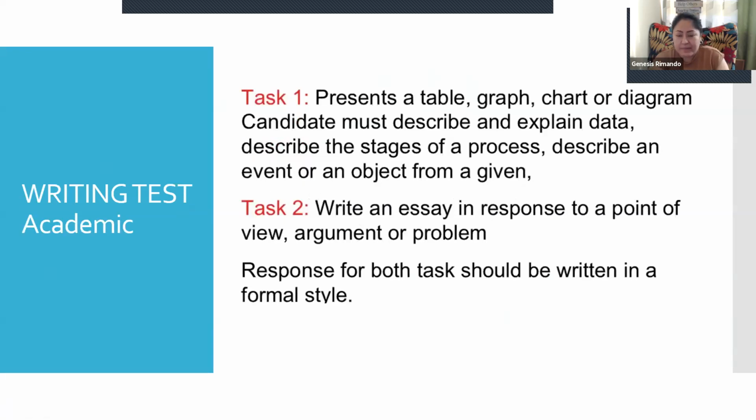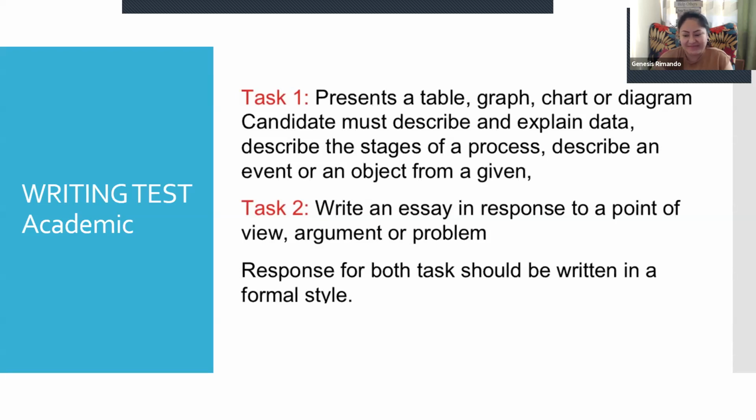So this is for the academic exam. For task 1, they would present a table or a graph or a chart, and you have to describe it in an essay. But you wouldn't be doing that since you will be taking the general exam. For task 2, it's the same as the general exam. You are asked to write an essay as a response to a point of view, argument, or problem. We will be discussing the different kinds of essay questions later and how to answer them.